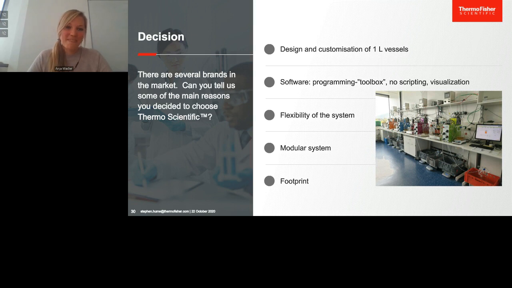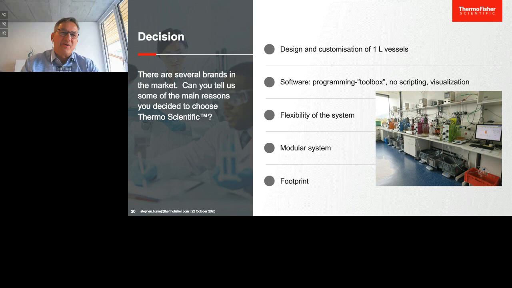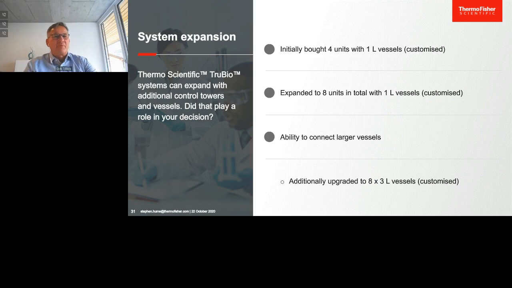Mm-hmm. Yeah, I very often heard about the footprint advantages, and actually we don't have any connectors on either side of the control towers, so you can even pack them closer to each other. And as there is no display on it, you can even put it beneath the bench. So that's pretty handy actually.